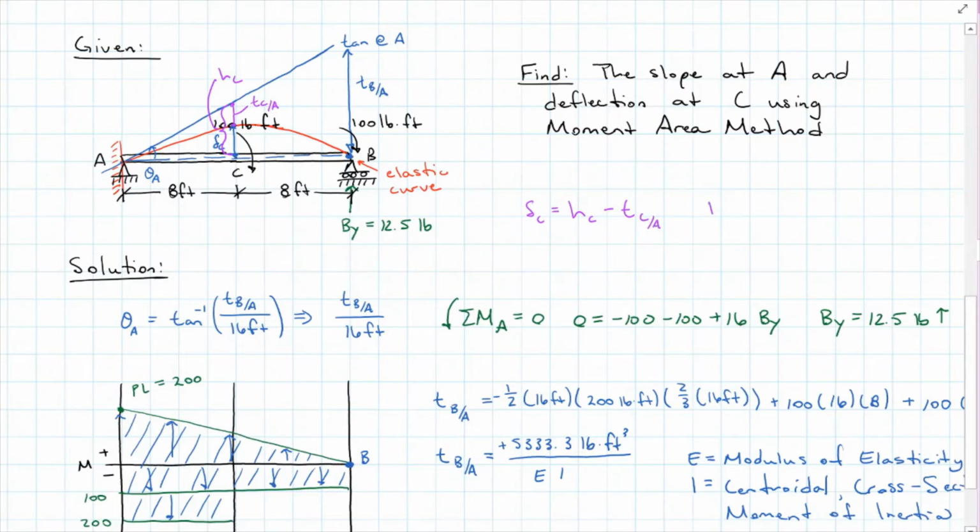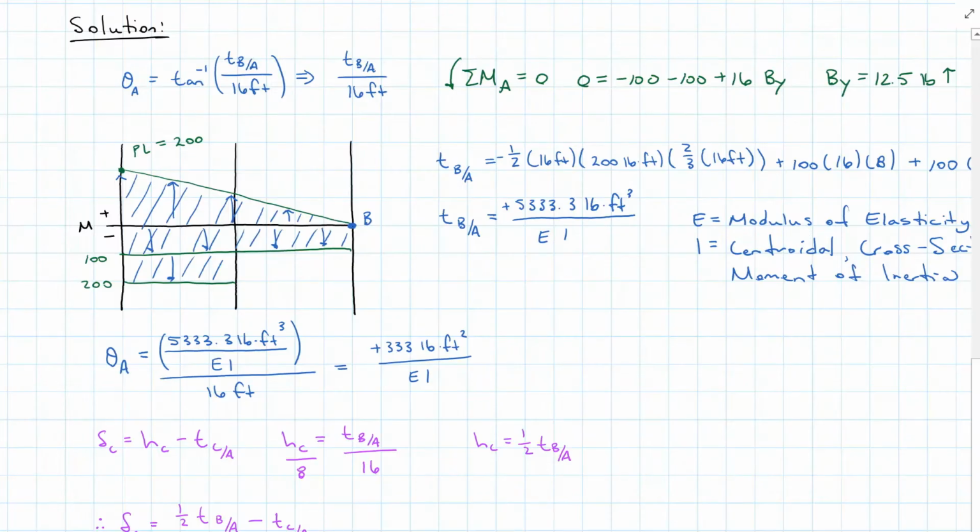And we can find HC by doing similar triangles from TBA. So HC over 8 feet is equal to Theorem 2 from B to A over 16 feet. And we find that HC is going to be 1/2 of TB with respect to A. We've already solved for TBA. That's the 5,333 from before for theta A.